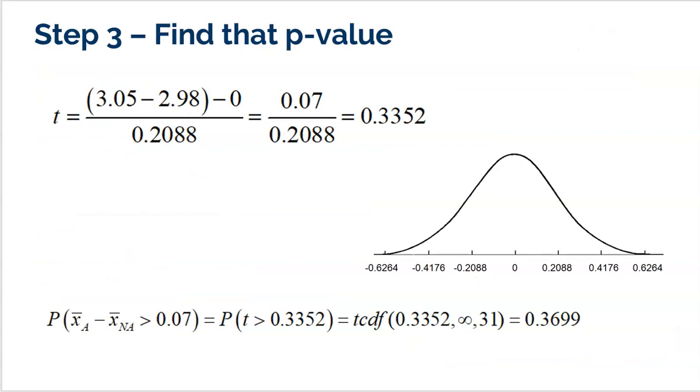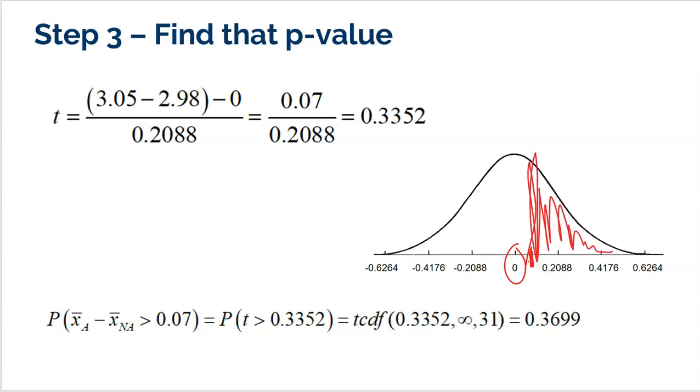All right, so here's the t-score. The t-score is taking my difference, 3.05 minus 2.98, minus 0. Why 0? Because that's the center. That's the mean of the sampling distribution. So I'm going to take my difference, 0.07, divide it by the standard error. And like I told you, this is not very big at all. So 0.07 is a t-score of about 0.3352. So it's not very big at all.